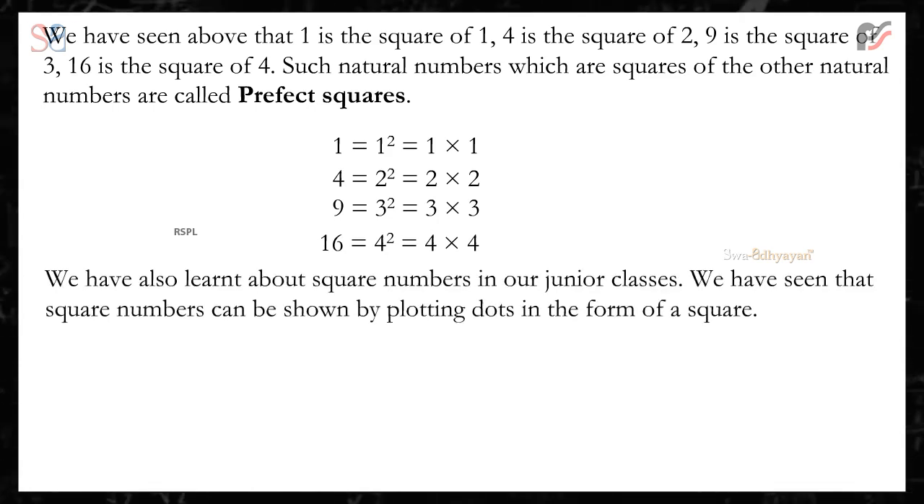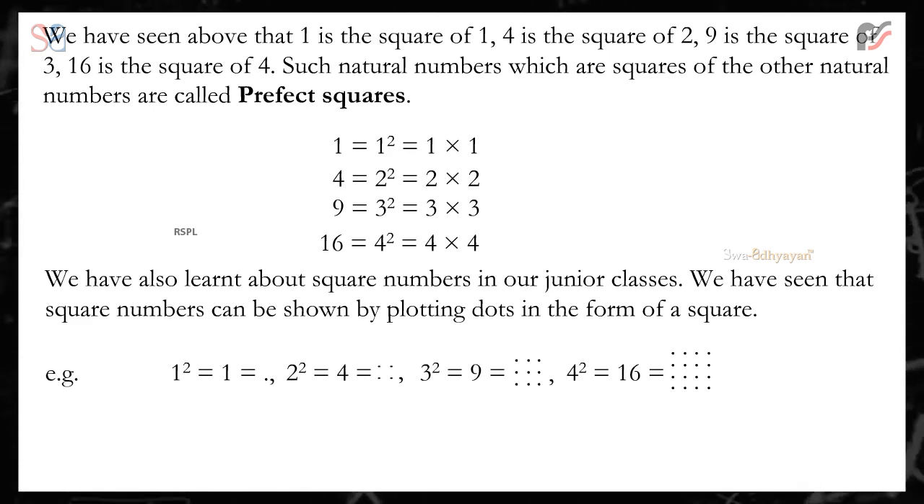We have also learnt about square numbers in our junior classes. We have seen that square numbers can be shown by plotting dots in the form of a square. For example, 1 square is equal to 1, which is equal to 1 dot. 2 square is equal to 4, which is 4 dots. 3 square is equal to 9, which is 9 dots. 4 square is equal to 16, which is 16 dots.